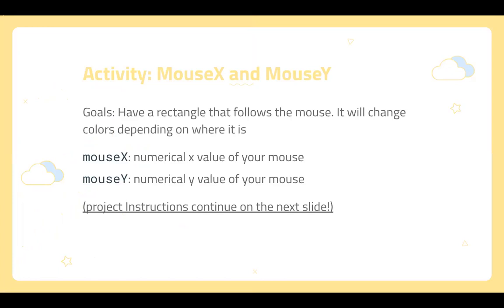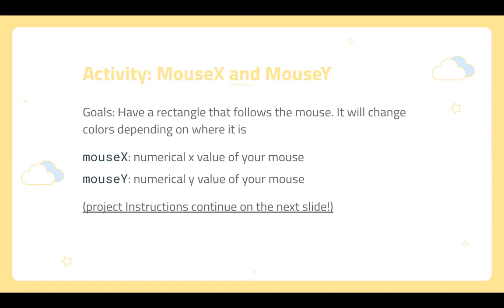Okay. So now we're going to move on to our next activity, which is mouse X and mouse Y. Our goal is to have a rectangle that follows the mouse. It'll change its colors depending on where that is. So first, let's introduce this.